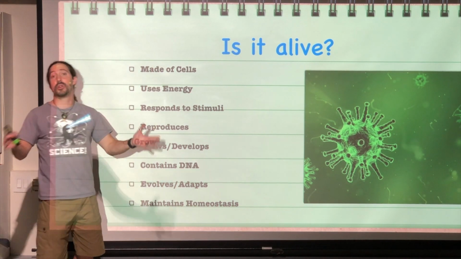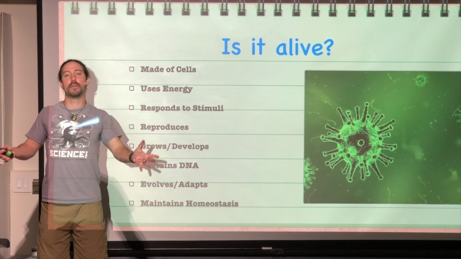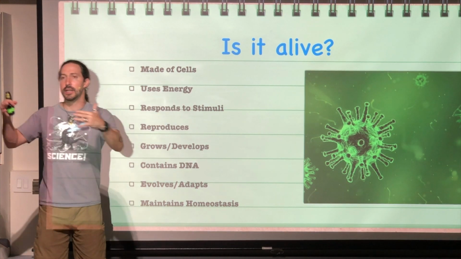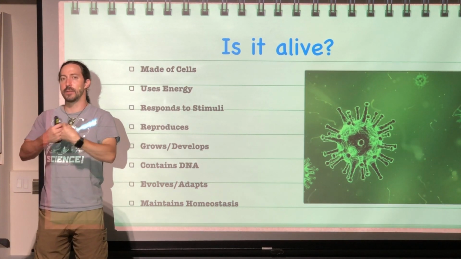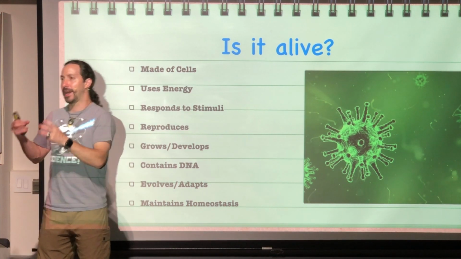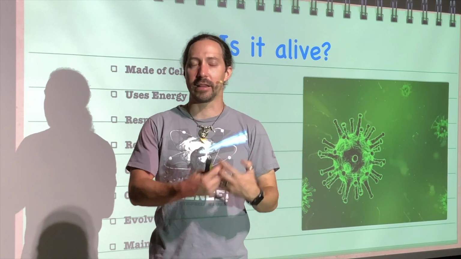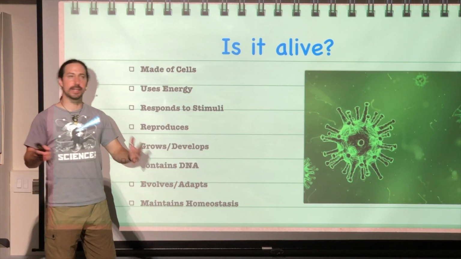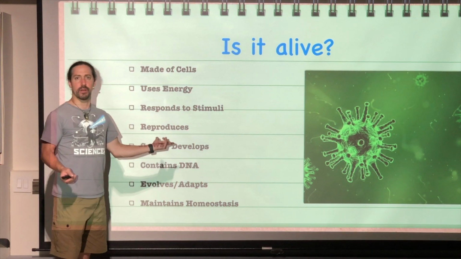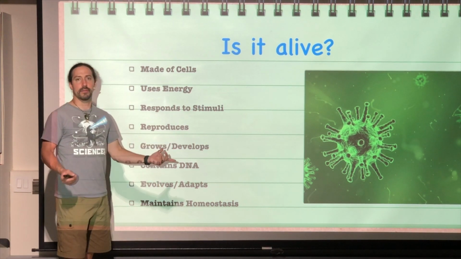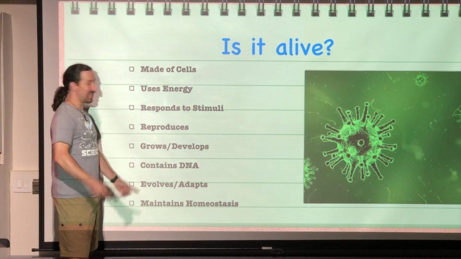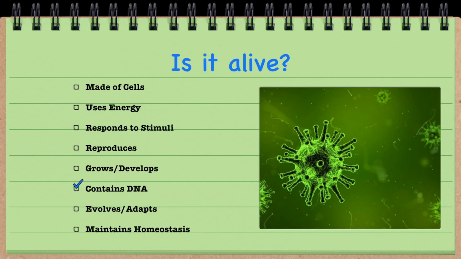They don't actually reproduce on their own. The only way that a virus can reproduce is by using the machinery of the cell that it infected to reproduce. So what actually happens is the virus is made by the cell that it infected. They don't grow and develop. Some contain DNA, and well, some only contain RNA. So not all viruses actually contain DNA, but some do. So I put a check mark there.